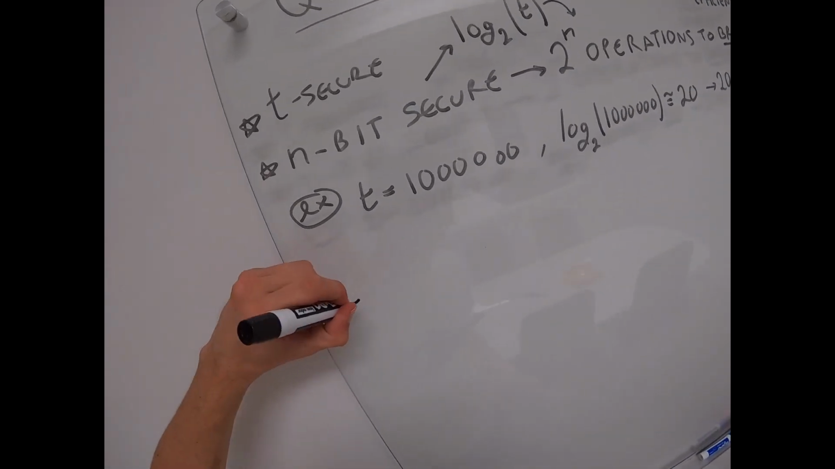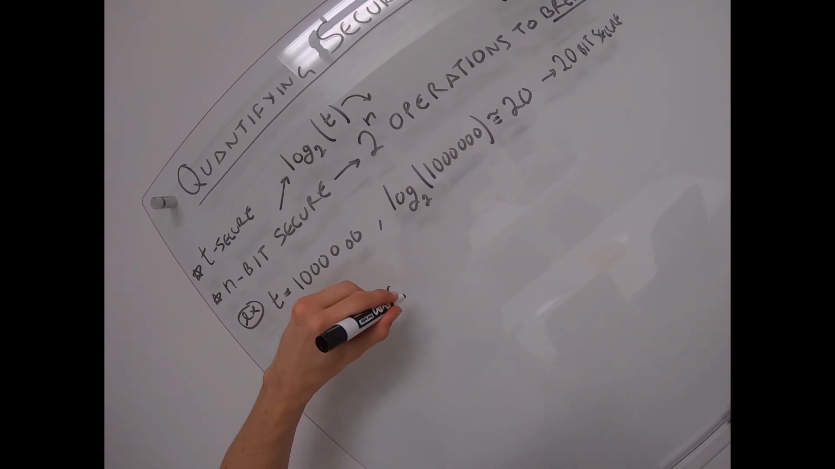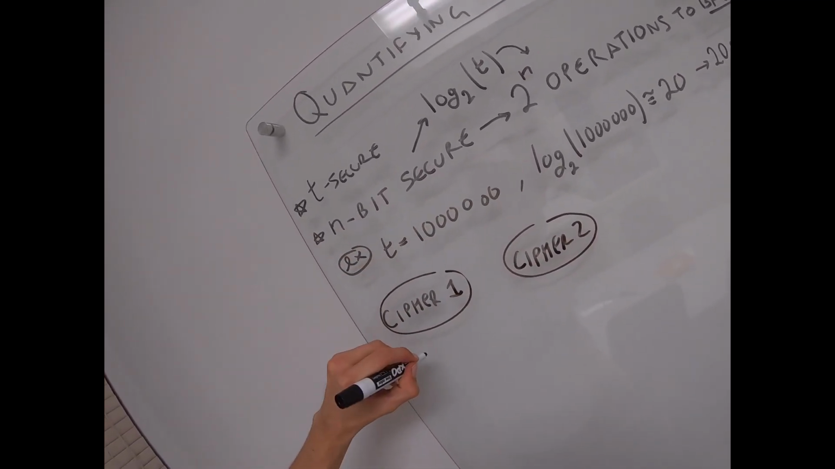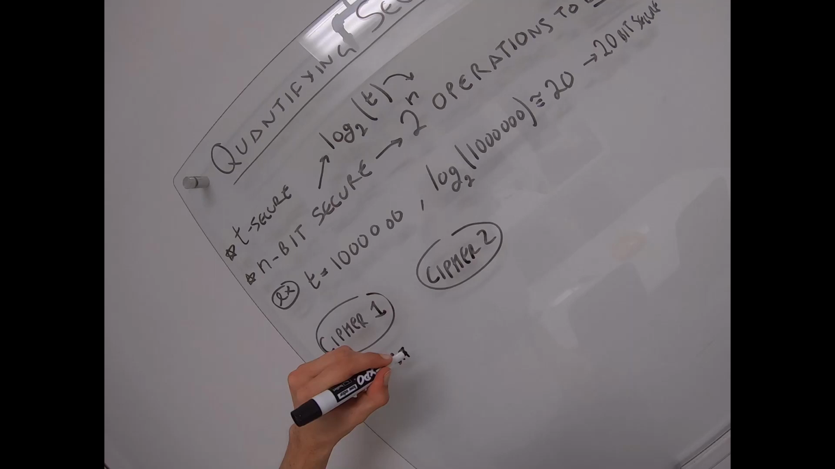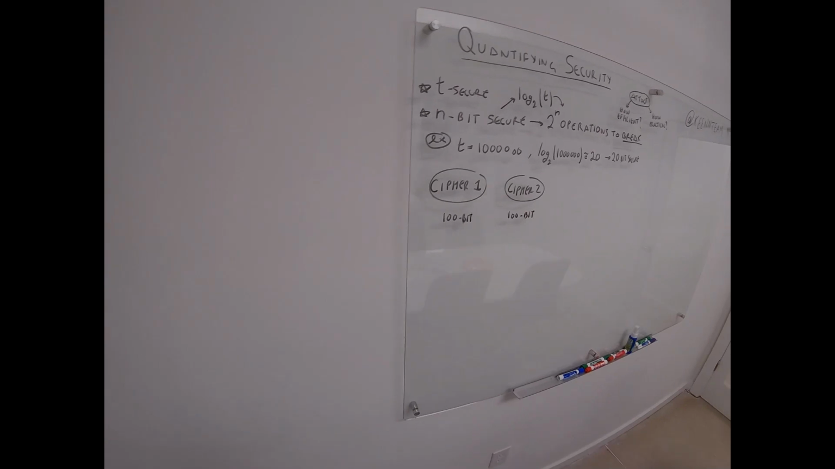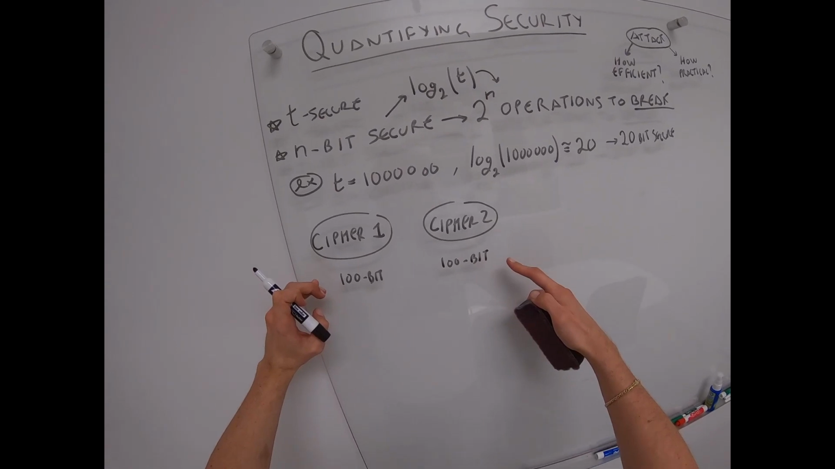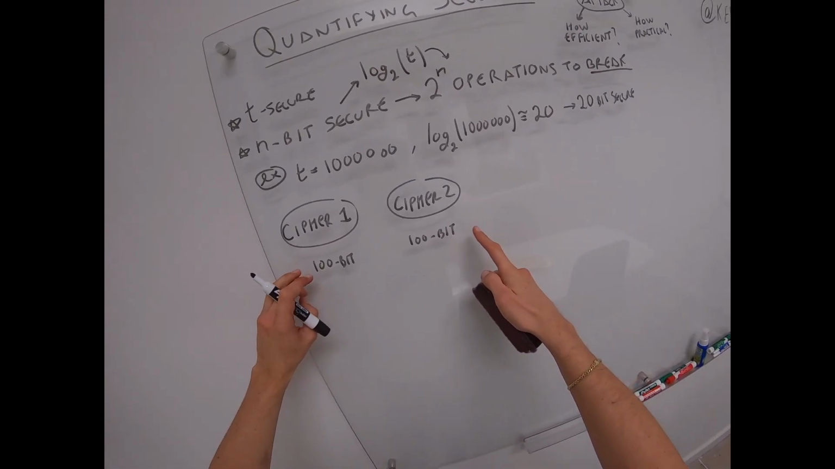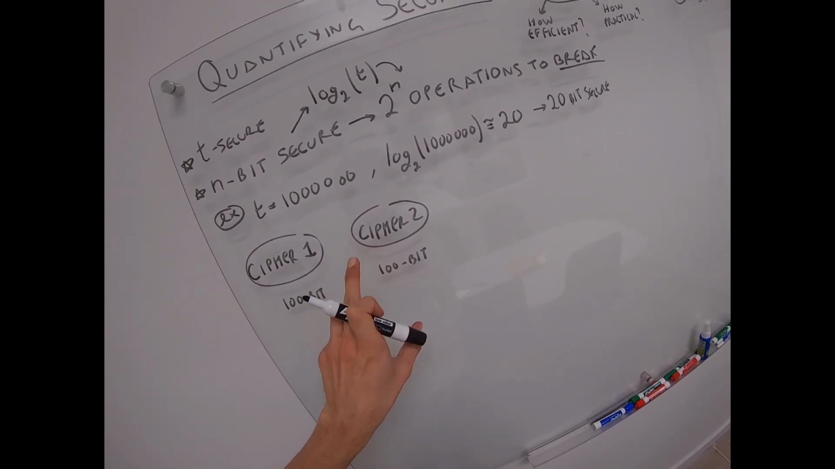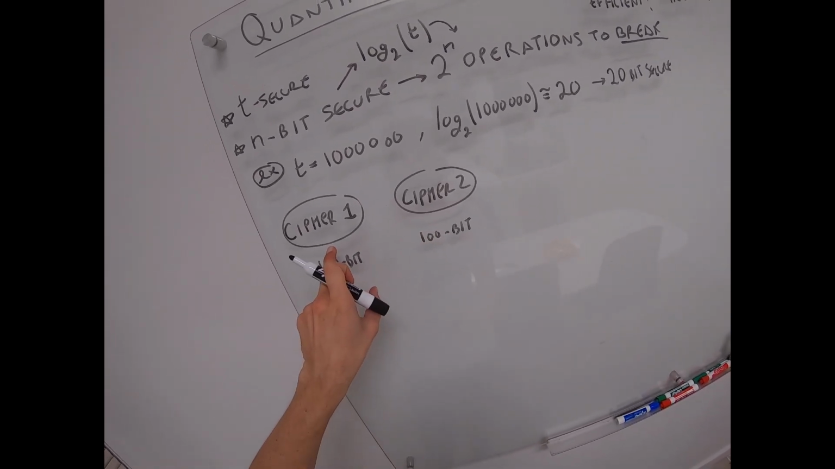So let's take 2 ciphers. Cipher number 1 and cipher 2, okay? These have the same, let's say, 100 bit security. So theoretically they have the same bit security, right? They should be the same. But they can be different, because if this cipher is slower, meaning it takes a bit more time to run than this one, right?